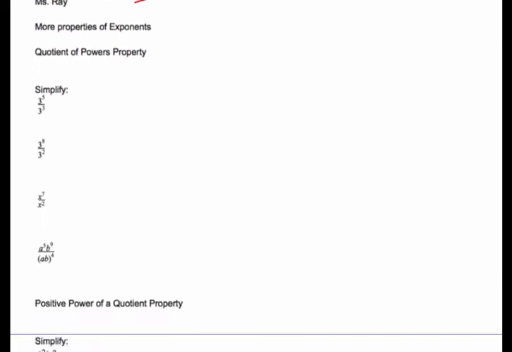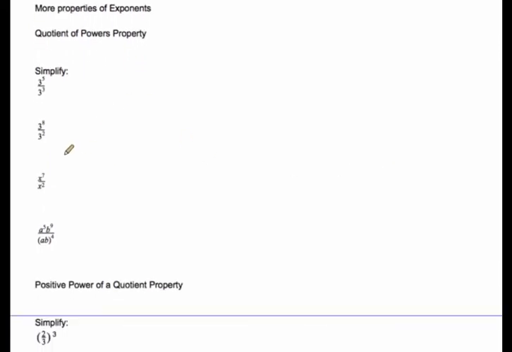All right, here we are, Unit 7, Lesson 2. This is covering Chapter 7.4. So we're going to look at more properties of exponents, and we're going to do it the same way we did last time, where we work it out the long way and then figure out what the rule is.